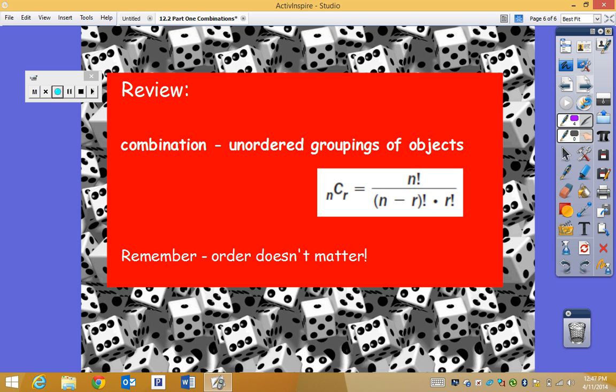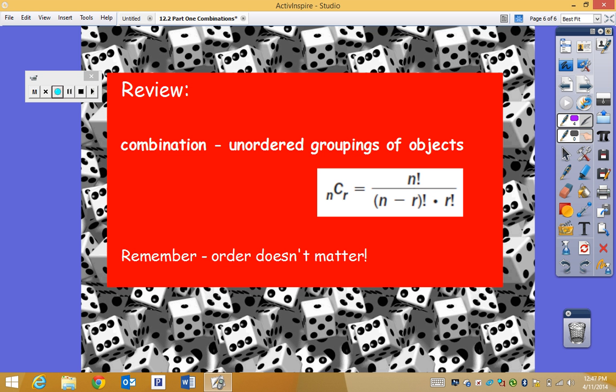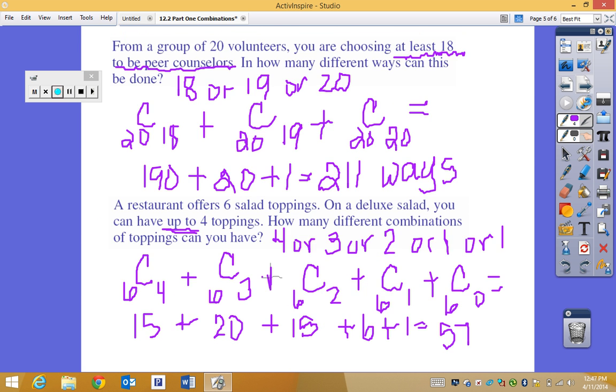Let's review. A combination is a group of unordered objects. Remember, order doesn't matter, and when we're calculating, we use the formula of combination, where n is the number of objects I'm choosing from and r is how many I'm selecting. We take n factorial divided by n minus r factorial times r factorial. Please remember to watch also for the words such as at least or up to, and that gives you a clue that it's an or situation where you're going to be adding. When we have items such as cards where we have one ace and 4 other cards, that means we're going to be multiplying those combinations together.